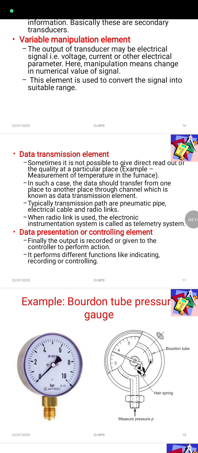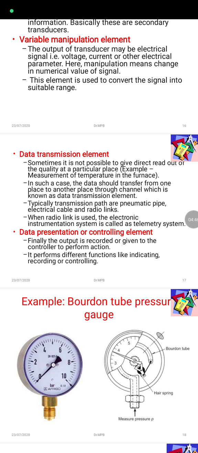Fourth part is data transmission element. Sometimes it is not possible to give direct readout of the quantity at a particular place, for example measurement of temperature in the furnace. In such a case, the data should be transferred from one place to another through a channel, which is known as data transmission element. Typically, transmission paths are pneumatic pipes, electrical cables or radio links. When radio link is used, the electronic instrumentation system is called a telemetry system.